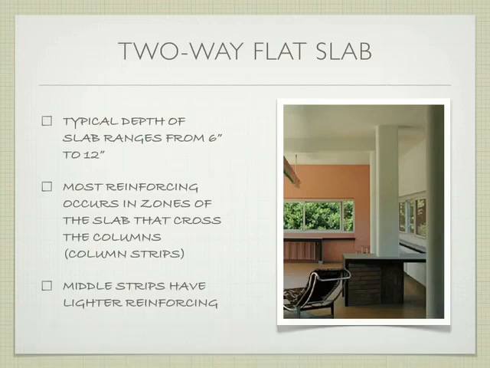So in a two-way flat slab system, the typical depth of the slab is going to range somewhere between 6 and 12 inches. Most of the reinforcing is going to occur in the zones of the slab that cross the columns, so wherever the column lines end up. If we had 4 columns, wherever we cross at columns, that's where the bulk of the reinforcing is. The least reinforcing is in the center of the slab, at the bottom of the center of the slab. The middle strips have lighter reinforcing.